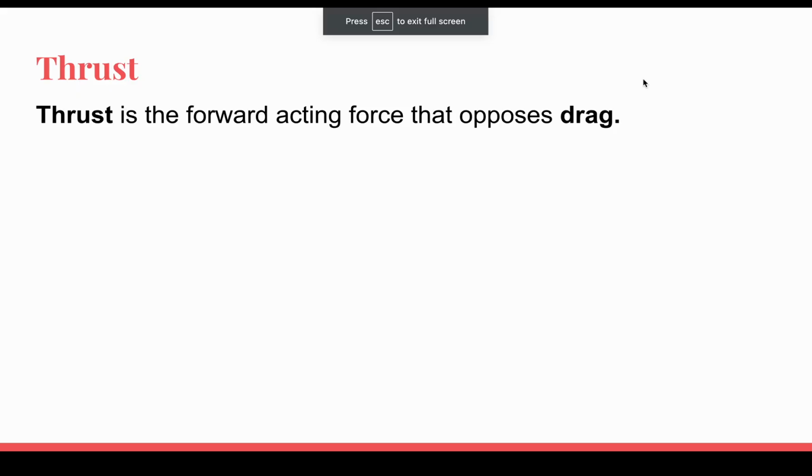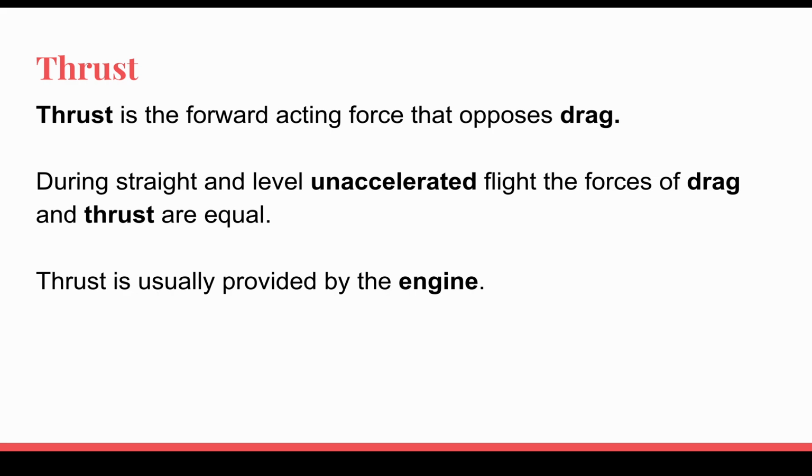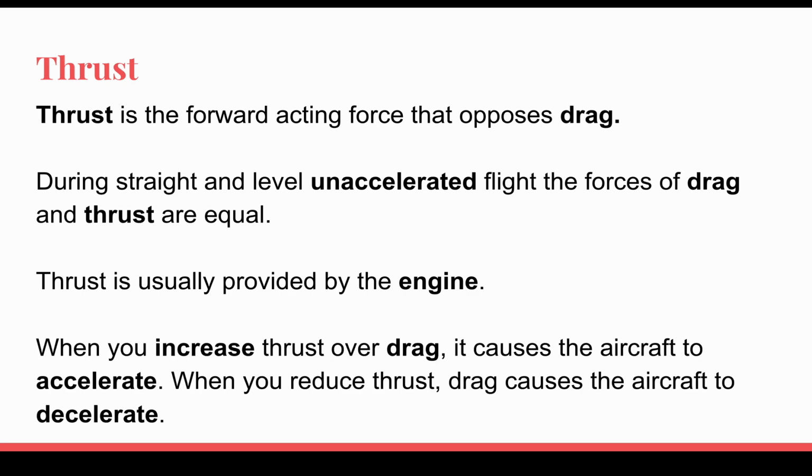Let's start with thrust. First thing is thrust is the forward acting force that opposes drag. During straight and level unaccelerated flight, the forces of drag and thrust are equal. We talked about that at the very beginning of this lesson. Thrust is usually provided by the engine. When you increase thrust over drag, it causes the aircraft to accelerate. When you reduce thrust, drag causes the aircraft to decelerate. And we're going to talk a lot about that in class.